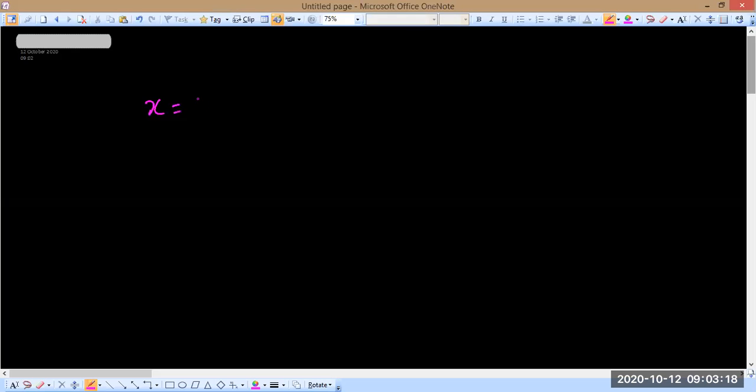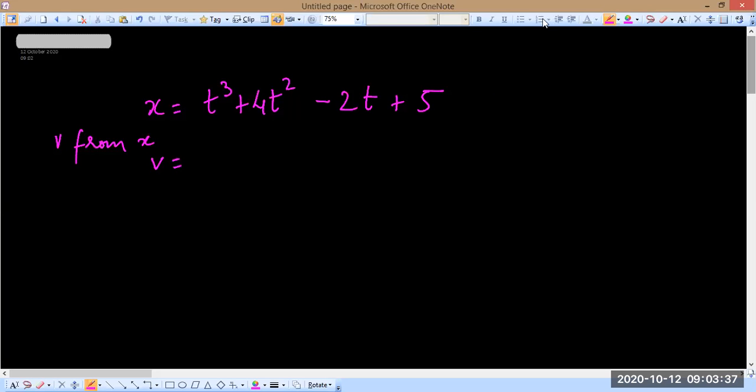Okay, x is given. Raj, I will expect answers from you. So a, velocity. How do you find velocity from position? Come on, say it. How do you find velocity from position?